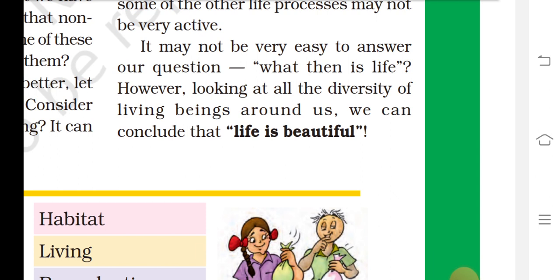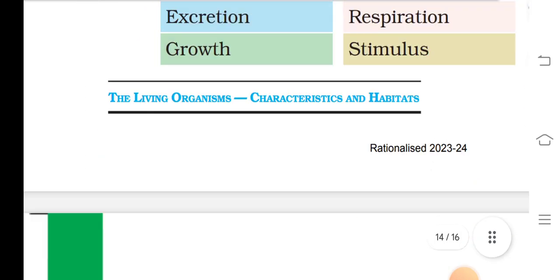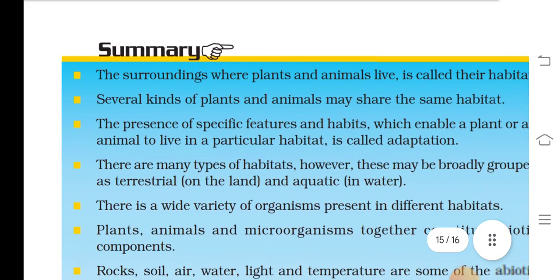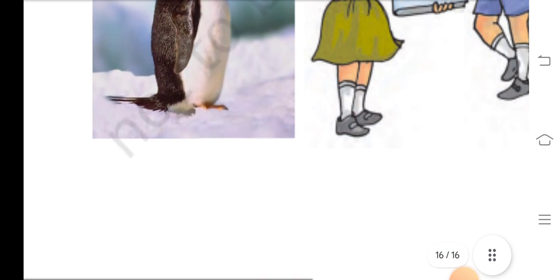However, looking at all the diversity of living beings around us, we can conclude that life is a beautiful creation. Key words: adaptation, aquatic habitat, biotic components, creation, growth, habitat, living, reproduction, space, stimulus. Summary: the surroundings.